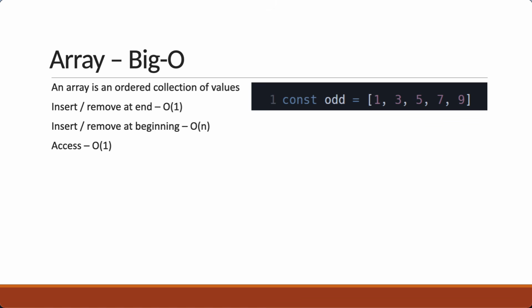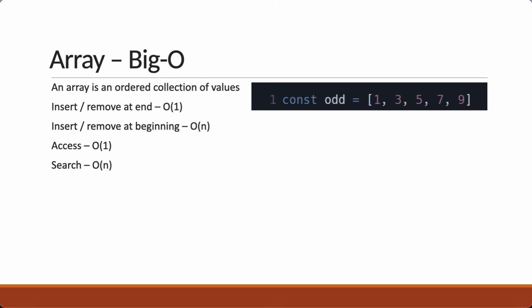Accessing an element is constant time complexity, as fetching the first element is no different from fetching an element at position 100,000. Searching for an element is still linear time complexity, as the element can be the last one in the array.